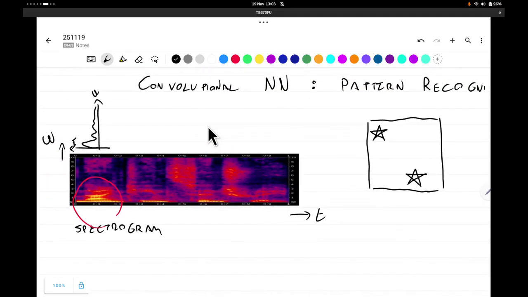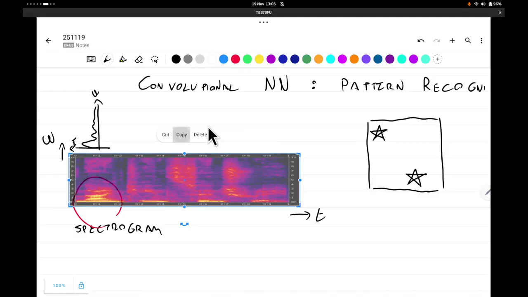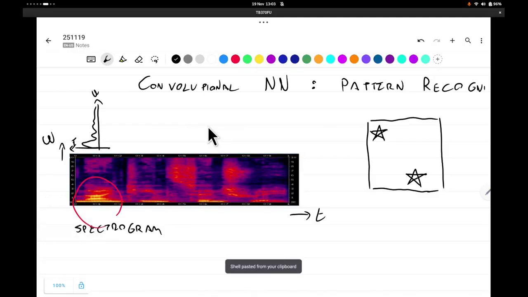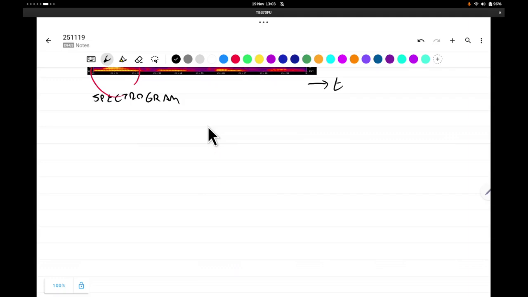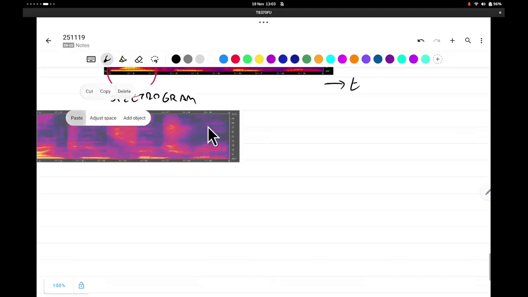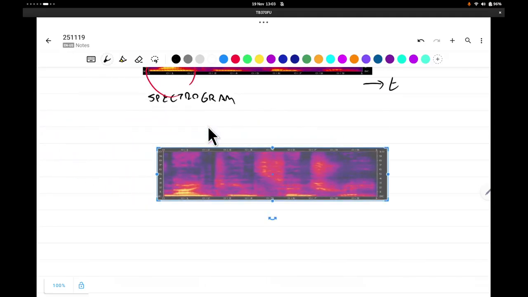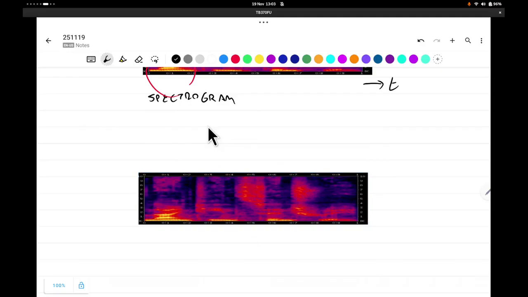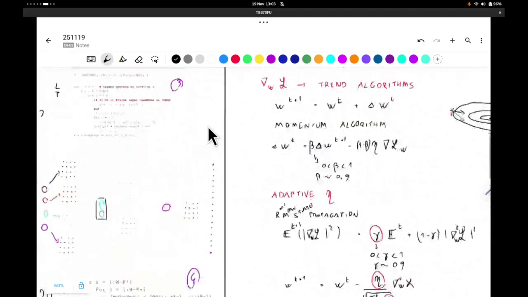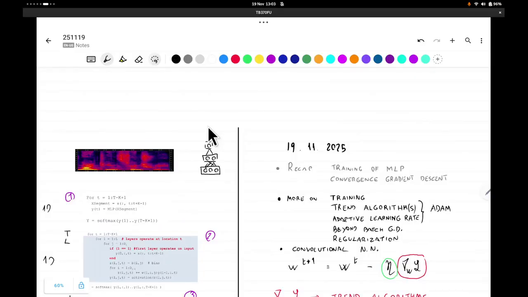Let me go back to this one. Let me build up how one goes from this challenge to a convolutional neural network. The first step would be, do I have also my neural network? One second.